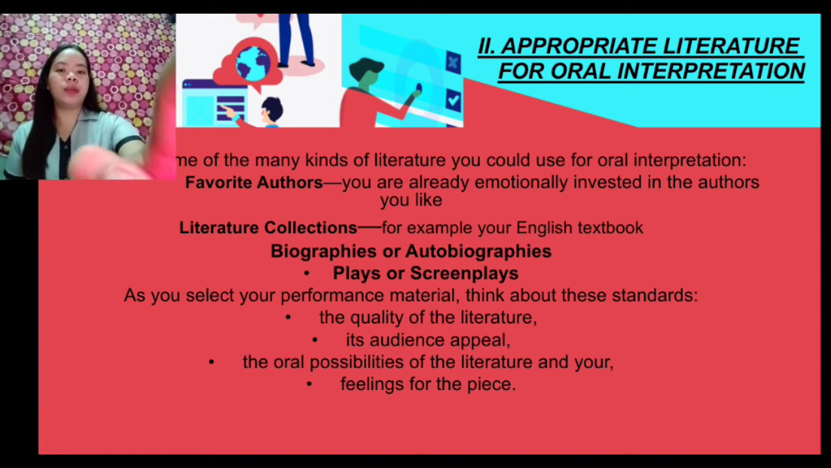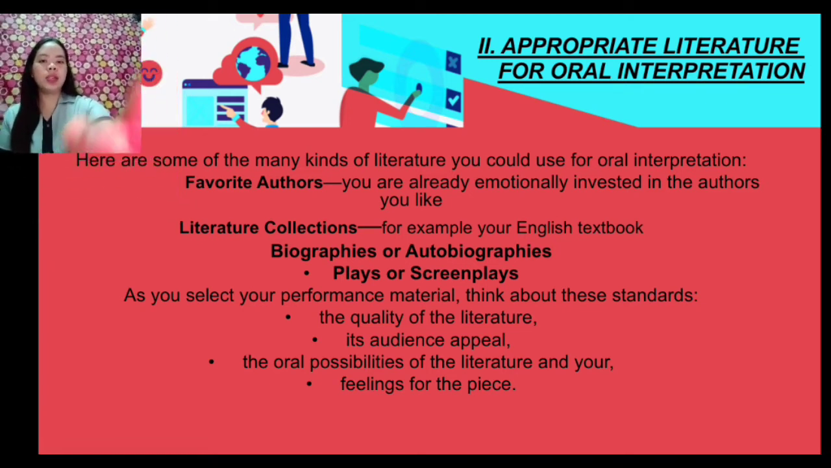The other one. So here we can see the second, which is appropriate literature for oral interpretation. So here are some of the many kinds of literature you could use for oral interpretation. First is favorite authors. So for this, you are already emotionally invested in the authors you like. So the second one, literature collections.